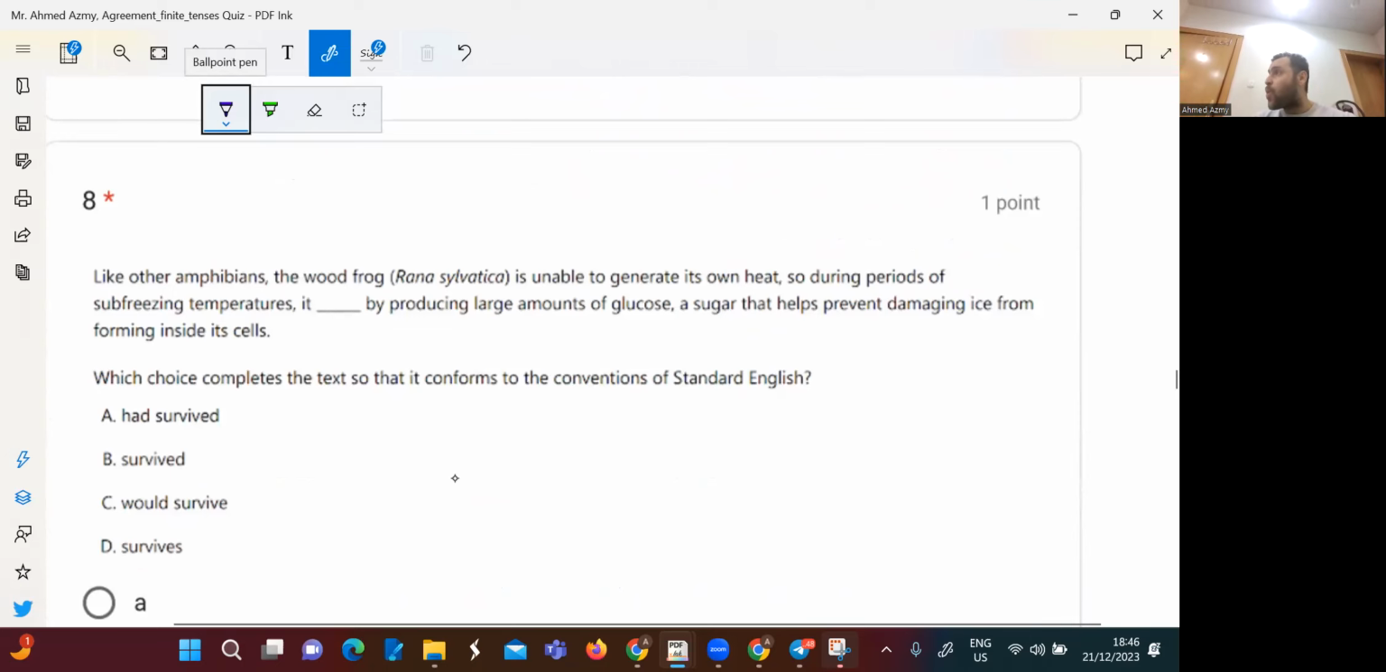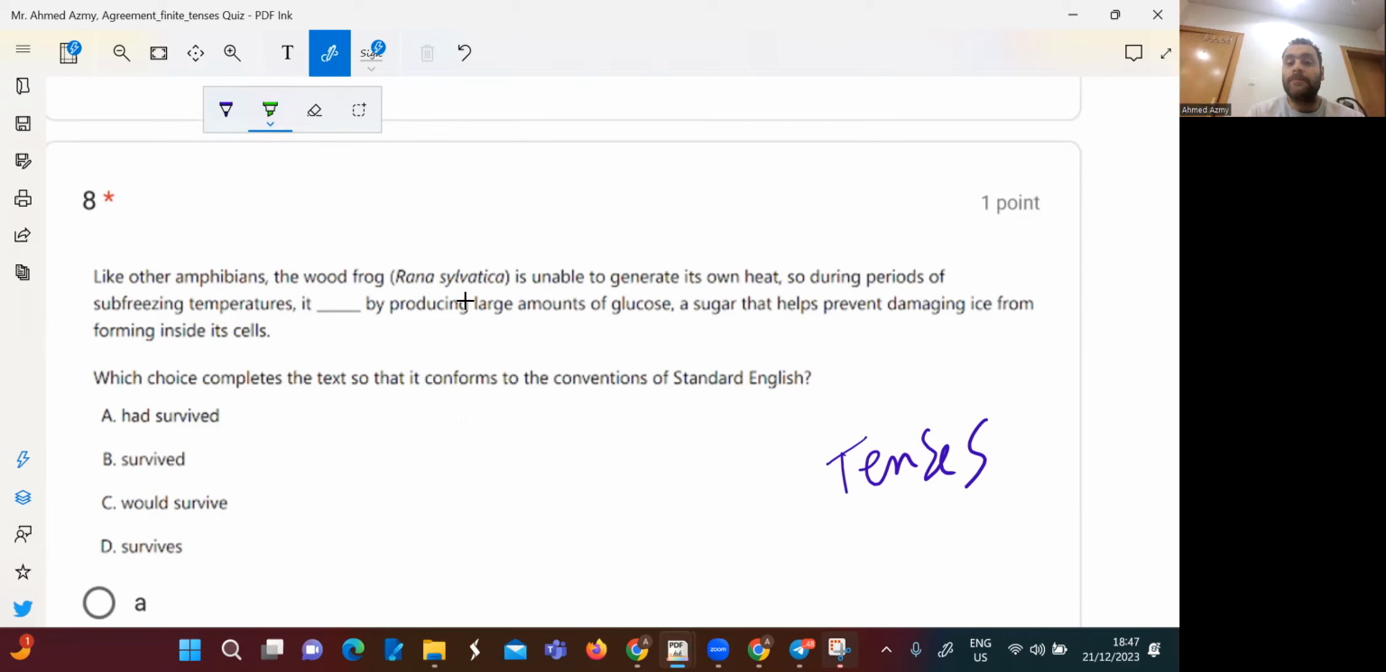Okay, now we are dealing with tenses. Okay, whose turn? Like other amphibians, that they're introductory. That would probably. We need to get another verb, right? Yeah. Where are the other verbs? Where are the other verbs? We are dealing with tenses, so we need other verbs.